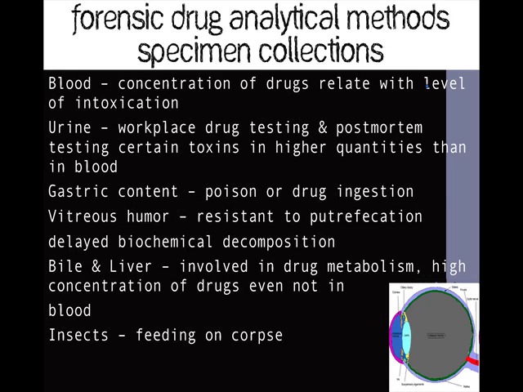Urine is typically collected in pre-employment screening. It's preferred over blood because large volumes can be collected, and it doesn't involve drawing blood from an individual. The problem is that the correlation between drug concentration and drug effects is poor, so you can't really tell how much drug they have taken. You could also determine if the person was actively exposed to an abusable substance, and it could also be collected in postmortem investigation because there are certain toxins that are in larger quantities in urine than in blood.